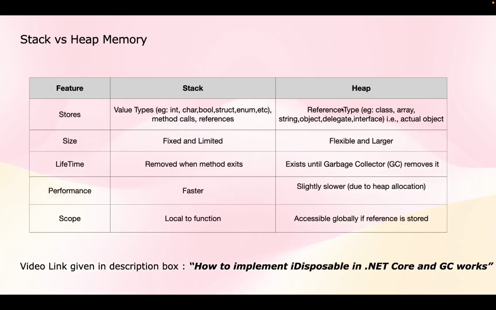objects of reference types. Stack memory is faster than heap because it's fixed and limited, but heap memory is flexible and larger. Stack memory is removed when the method exits, but the object remains in heap memory until the garbage collector removes it. If you want to know how to implement IDisposable and how garbage collector works, the video is given in the description box, please check that.